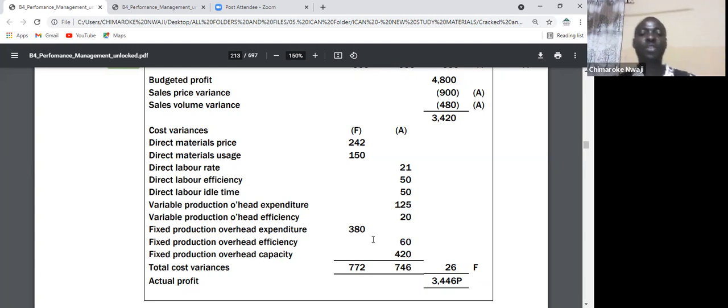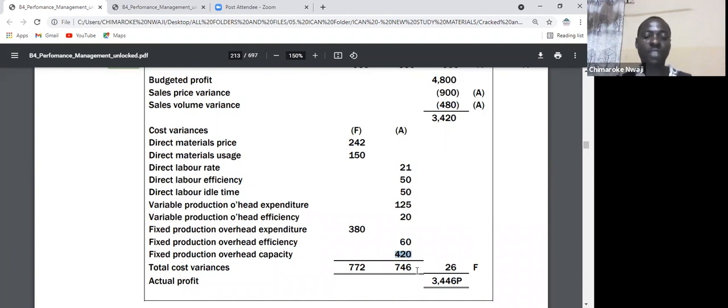Then your production overhead capacity variance, we solved it there to be 420,000 naira adverse. So we add this to it, became 480, remember. So all your favorable variance gave you 772. All your adverse variance gave you 746. So what do? Your favorable is positive, adverse is negative.